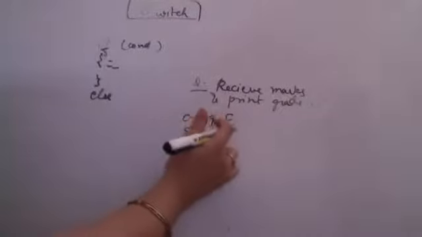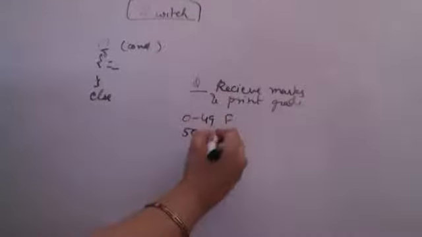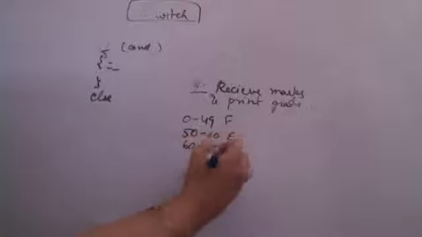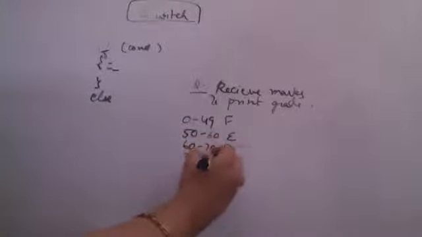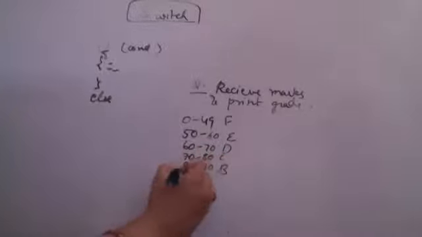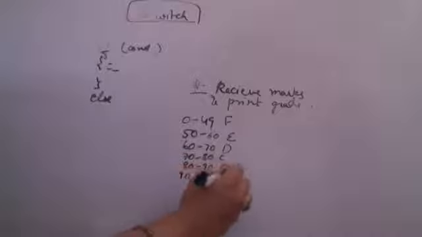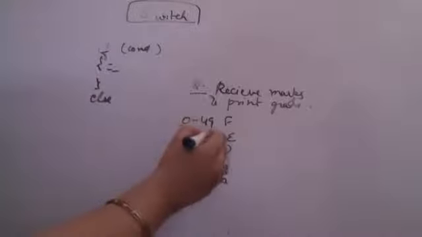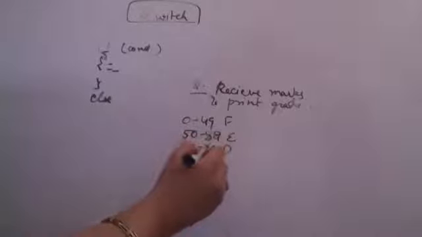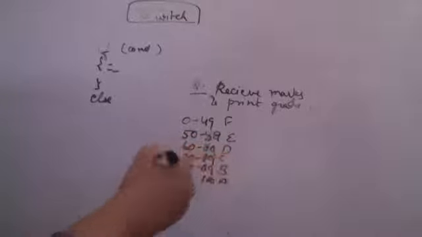Now the grades have to be mutually exclusive. 50 to 60 is an E grade. Say 60 to 70 is a D grade. 70 to 80 is a C grade. 80 to 90 is a B grade, and 90 to 100 is an A grade. Again, all that have to be 59, 69, sorry, 79, 89, and then so on.